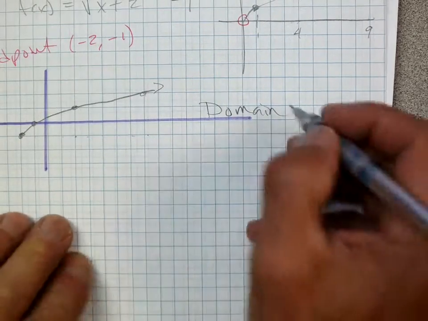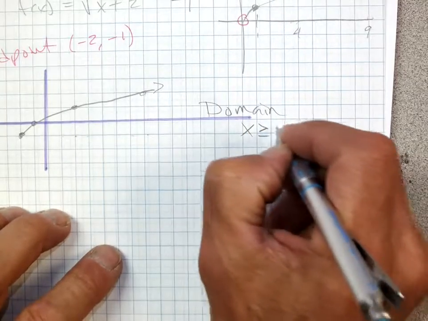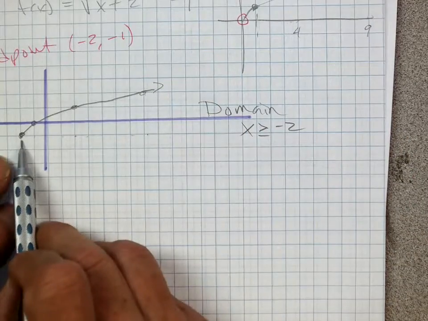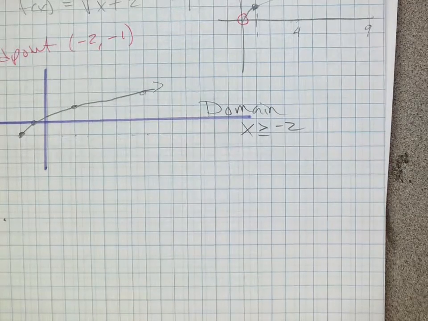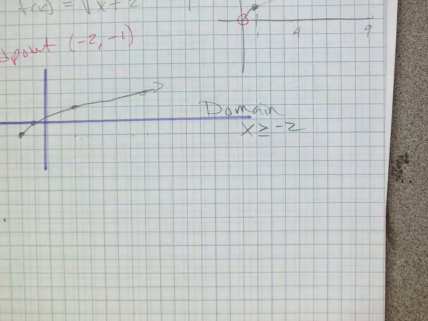So we're going to say domain is x is greater than or equal to -2, right? Starts at -2 and scoots over, right? Doesn't have anything back here because it can't. You'd have negative square roots, right? Can't do that. Reach for your range.